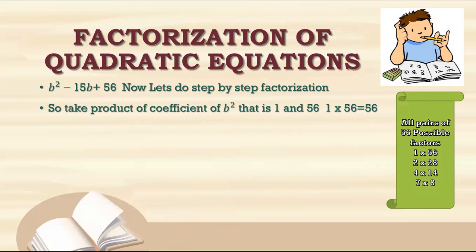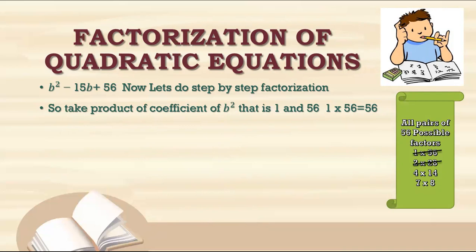If we add 56 and 1, it is 57. And if we subtract, it is 56 minus 1, which is 55. So it's not to be considered. Then if we take 2 into 28, we add them and we get 30, and if we subtract them, we get 26. So this is also not to be taken.